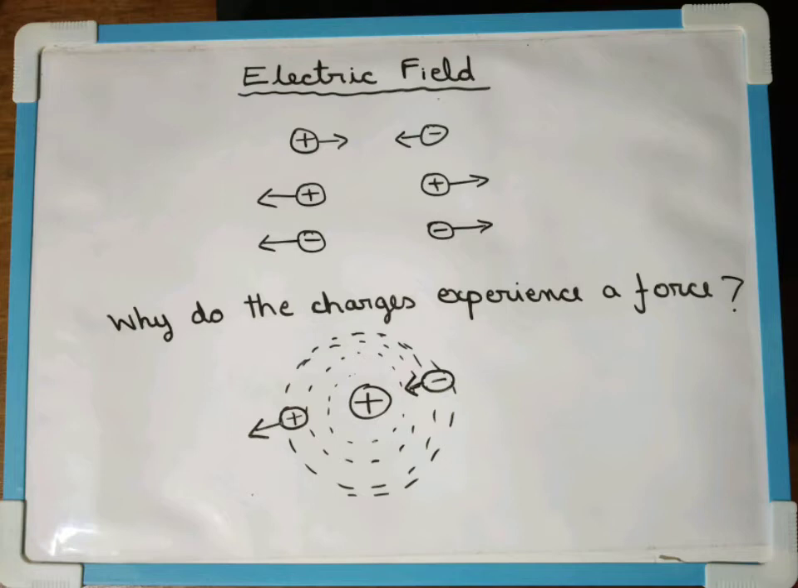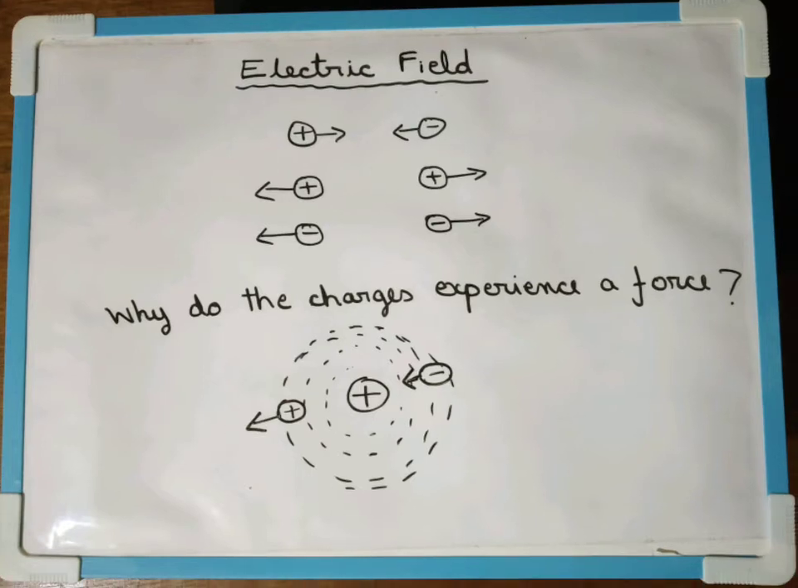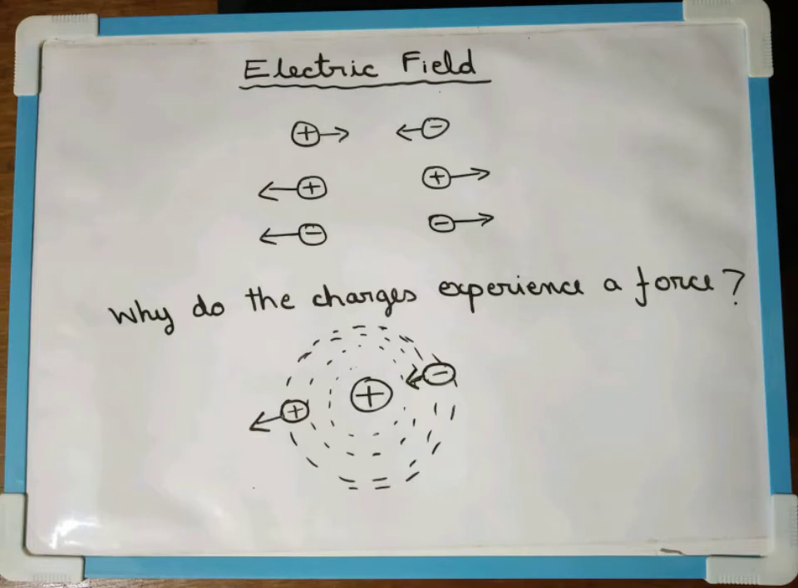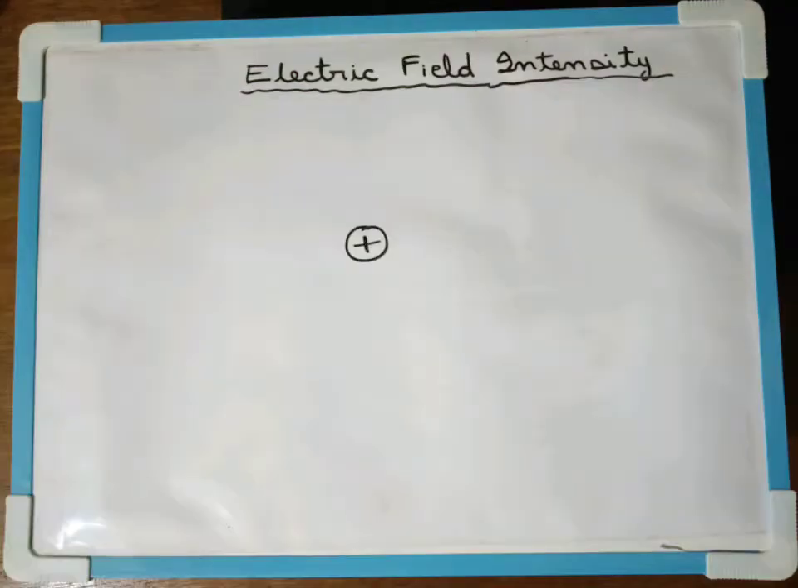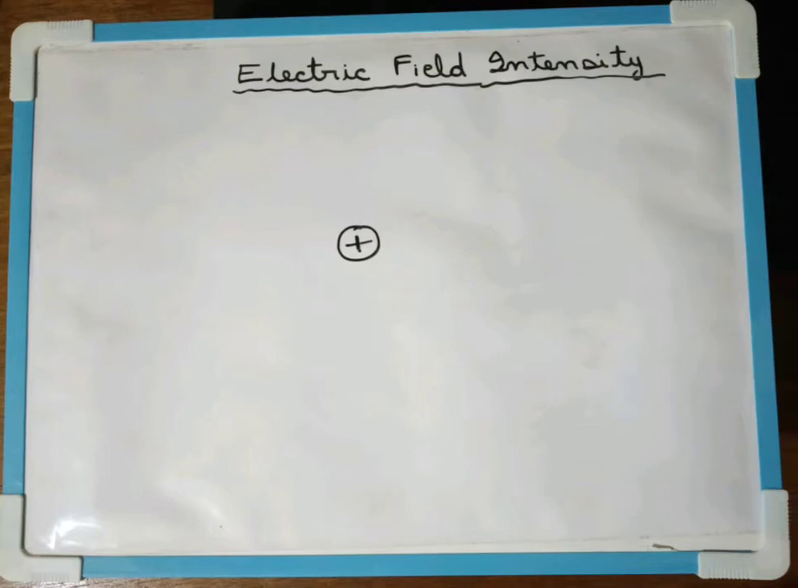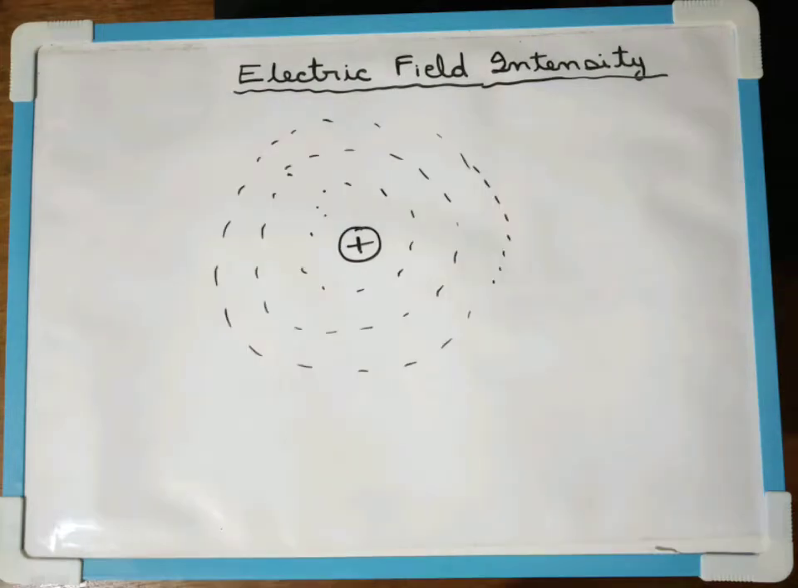So what is electric field? Electric field is a space around a charge, so that if you bring another charge, that charge will experience a force of attraction or repulsion. So that is how we define an electric field. So if we have a charge which is at rest, and say this charge is a positive charge, then the charge at rest will produce an electric field around it.